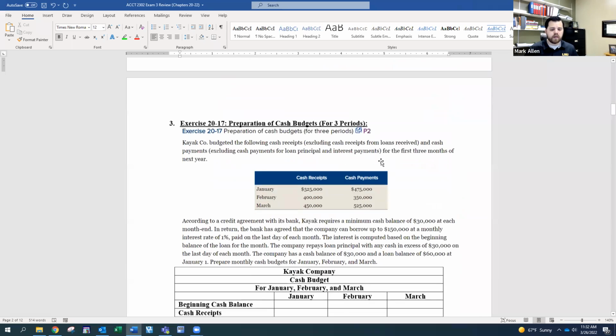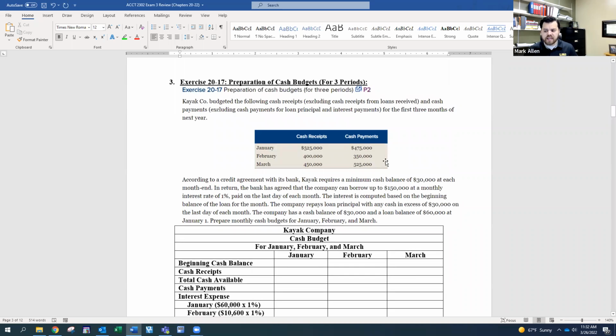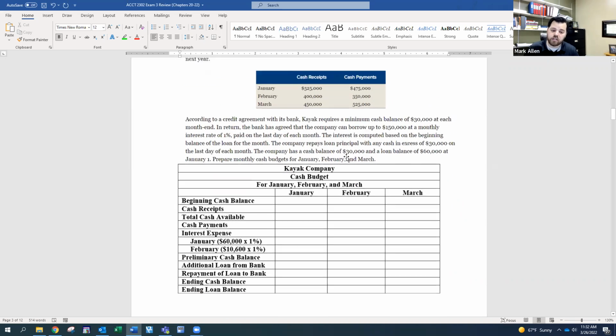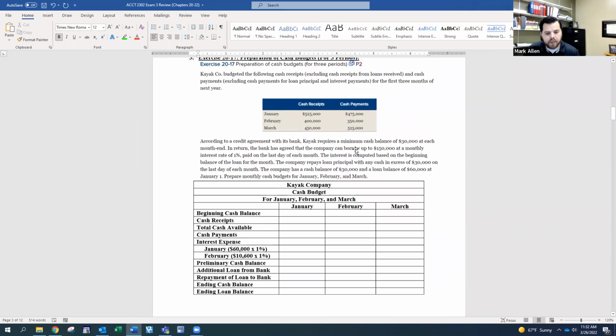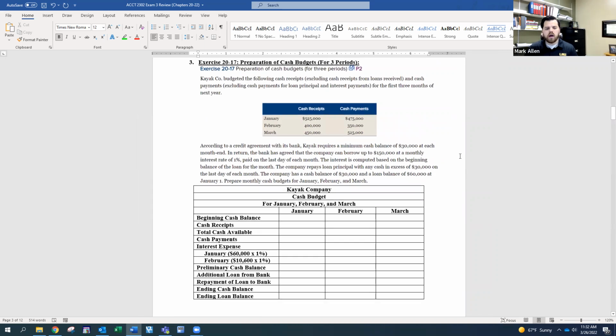So here in number 3, we are looking at the cash budget. Now, the cash budget can be very lengthy and very challenging. I picked a version for the review that is more similar to the one on your test. The one in the homework is pretty difficult. It's got a lot of individual numbers that you've got to deal with. It's got a bunch of detail that you've got to filter through. This one's a little bit more simplistic, as is the one on your test, just for the sake of time.